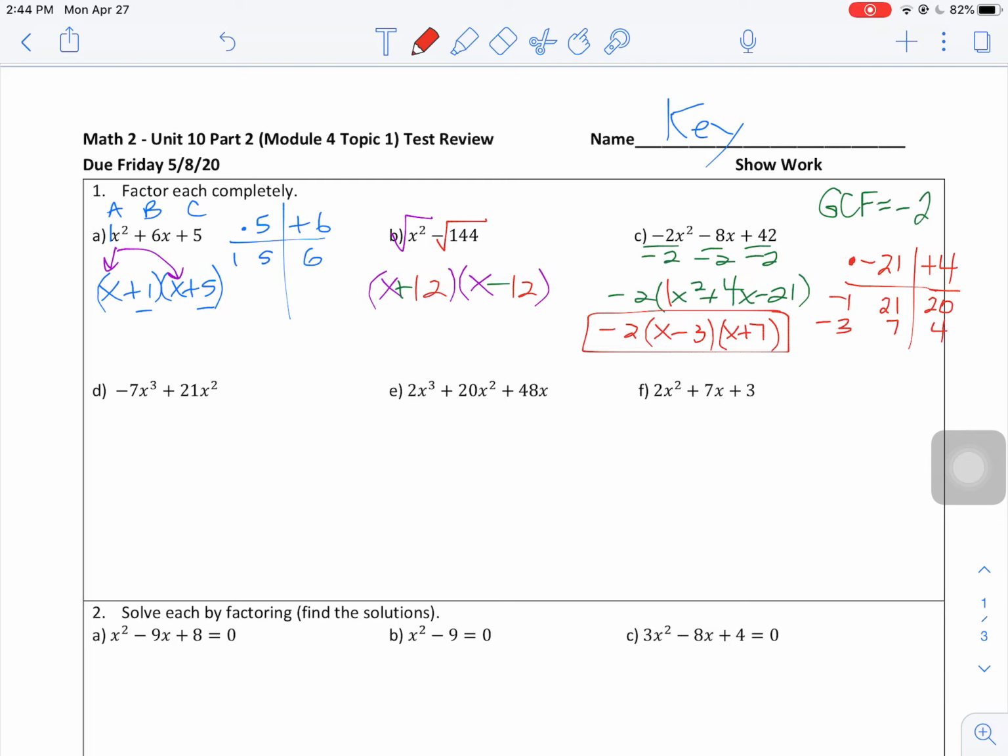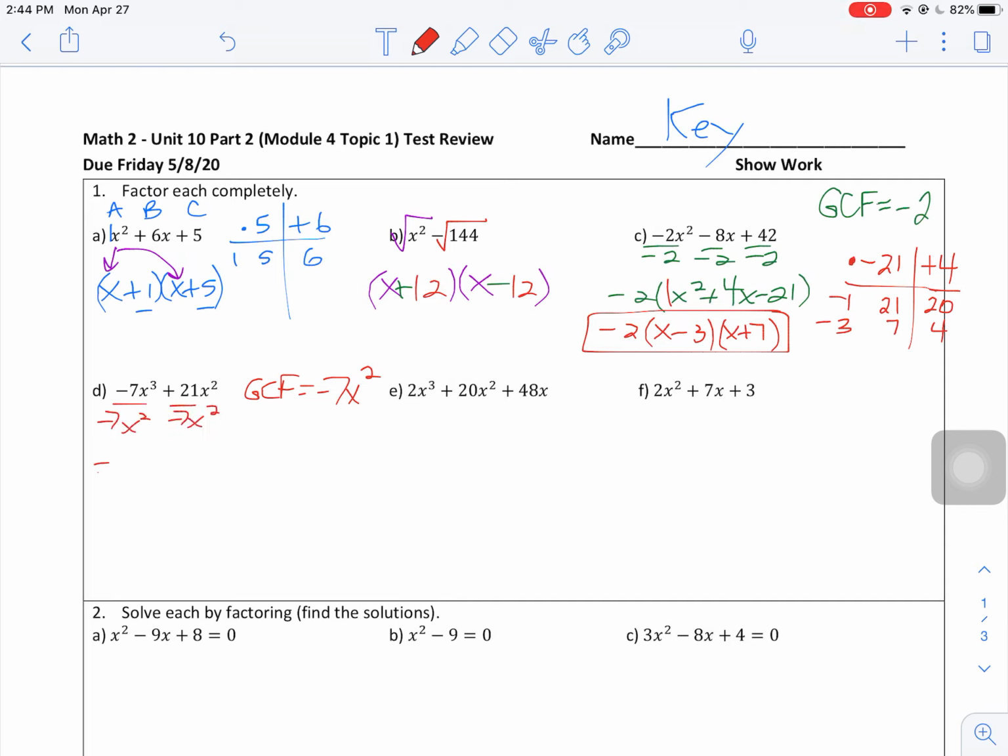Part D, greatest common factor. So both terms are divisible by 7, and the first term's negative, so I'm going to do negative 7. And then both terms have at least an x squared. So negative 7x squared for my GCF.